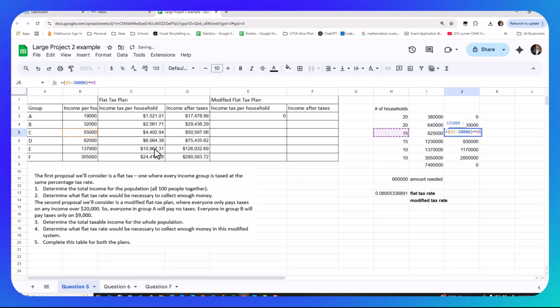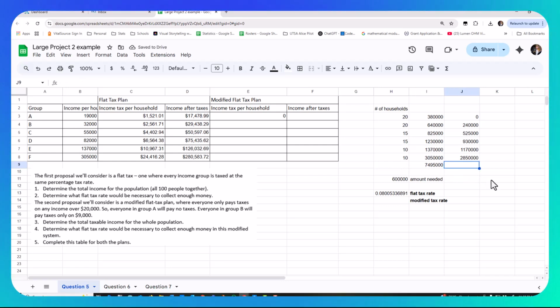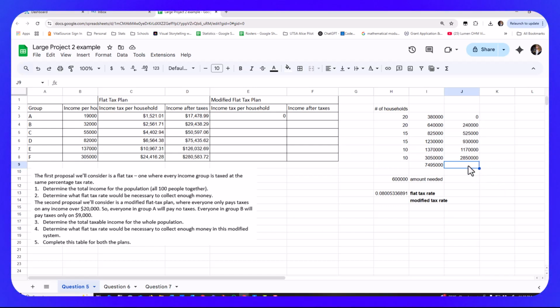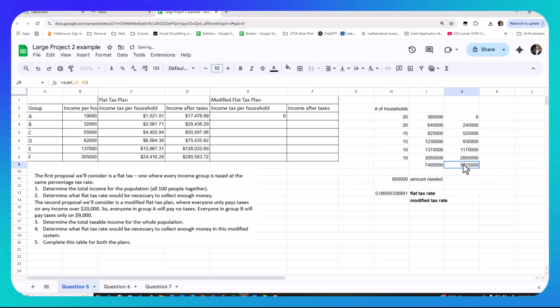So notice what's happening here. It's taking the 55,000 minus 20,000 and then multiplying it by the number of households, right? And this just did that because of this row, which I don't need. So what I want to do now is add these values. So I sum those values, and I'll do the same thing for the modified tax rate. I will take the amount needed divided by this amount right here. And this gives me my modified tax rate.